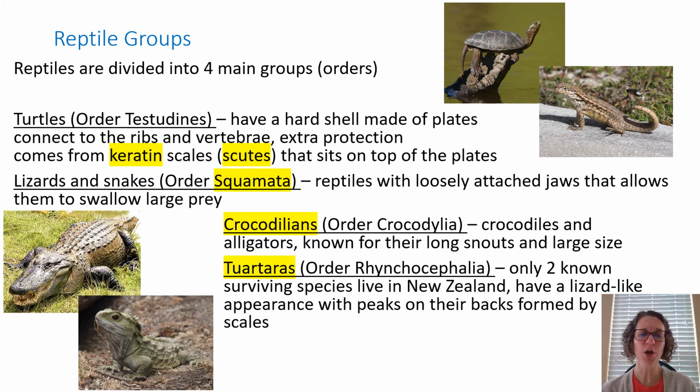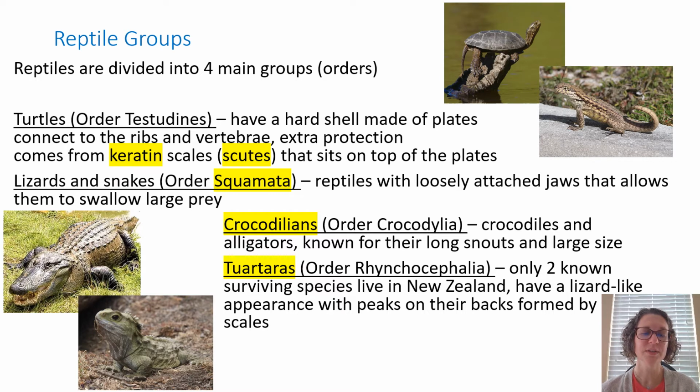Then you have the crocodilians, so the crocodiles and alligators. They are known in general for their longer snouts. Of course, their teeth are kind of a big deal too. They also, in general, have the ability at least to grow to probably the largest size of all of these guys. Okay, so those three are pretty familiar.